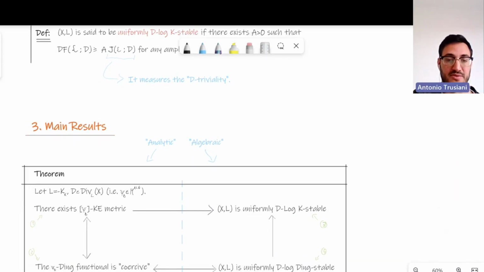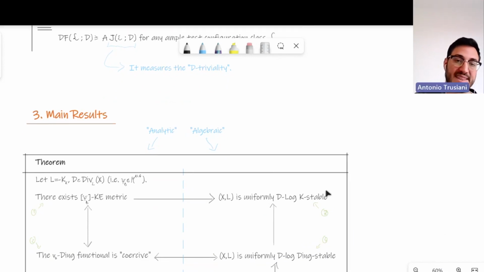Moreover, we can actually prove more. Analytically, the existence of Kähler-Einstein metrics can be described as minimizers of a certain functional on a metric space. I will say something more later. And this functional is coercive. So this was done in my PhD. And we can now connect this coercivity to another algebraic notion that I didn't define, because otherwise there would have been too many notions. That is called uniform log Ding stability. Ding stability is like K-stability.